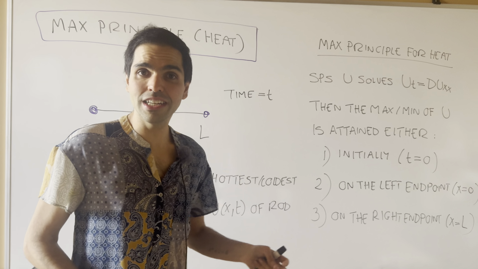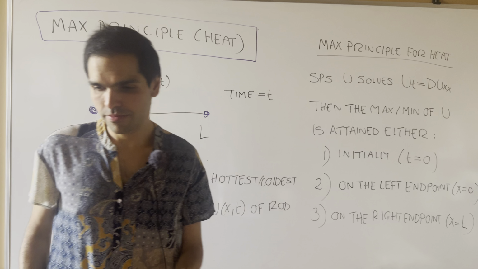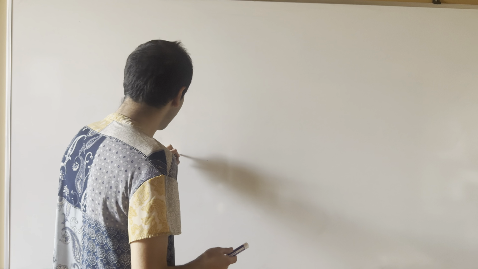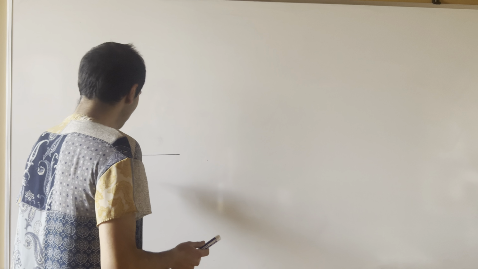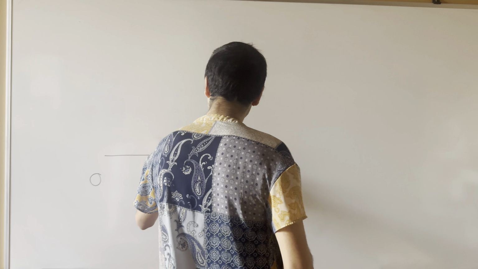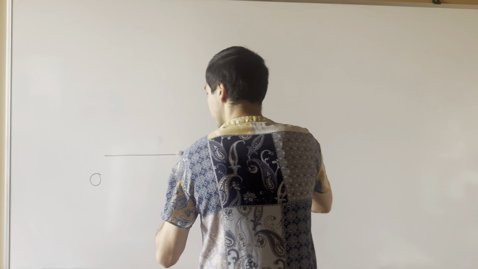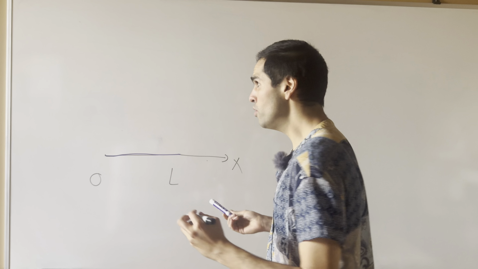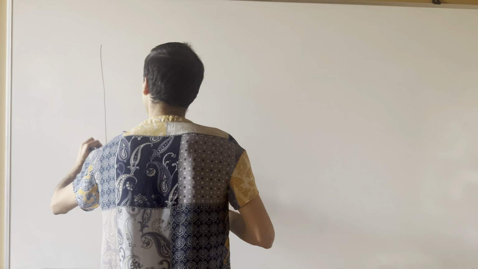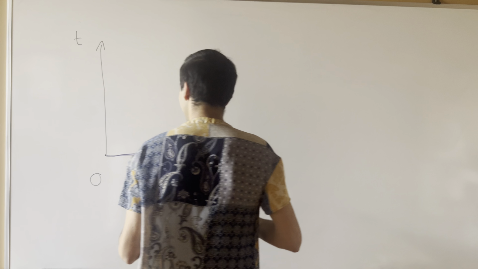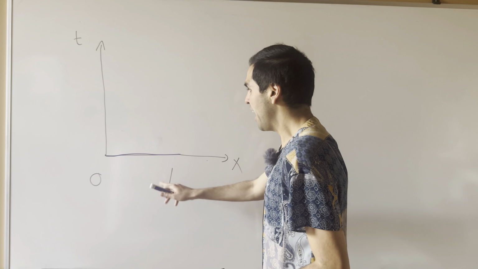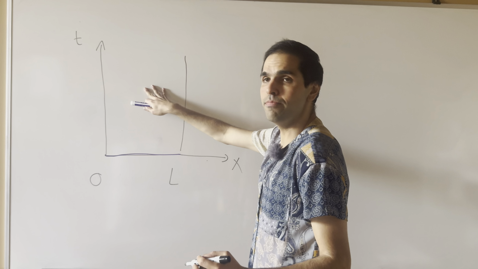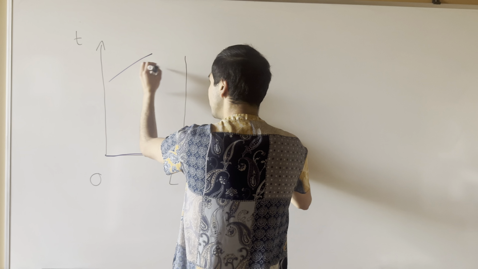And so let me just illustrate this pictorially. So once again, what does this look like in terms of pictures? Here you have your rod from 0 to L. So that is your x in this case. And now let's include time. As time increases, it goes vertically. Then the question is, where is the max and min of u on that region?